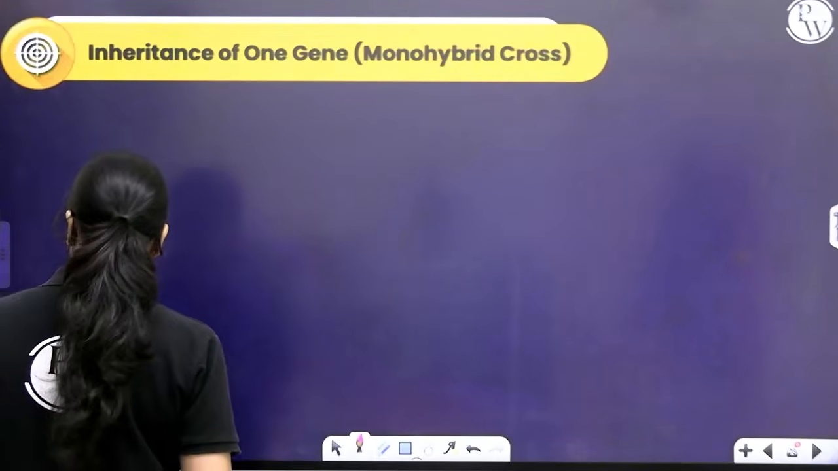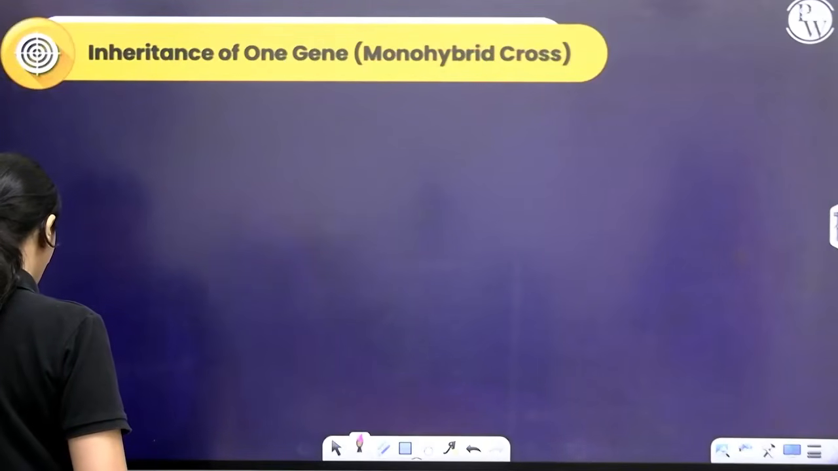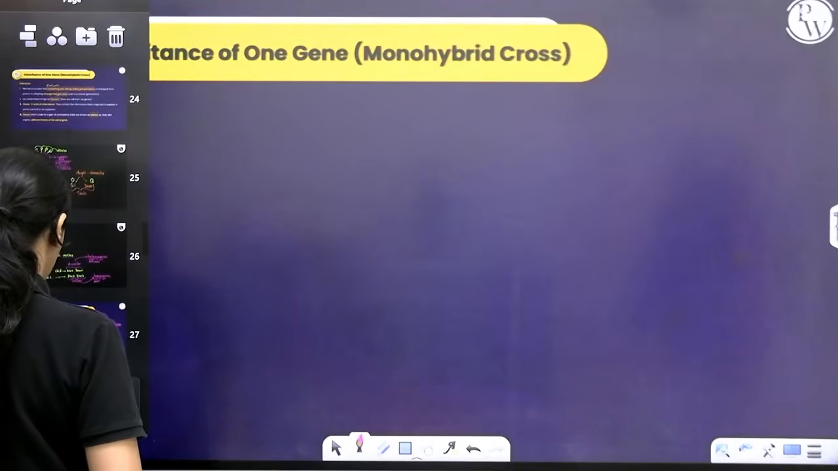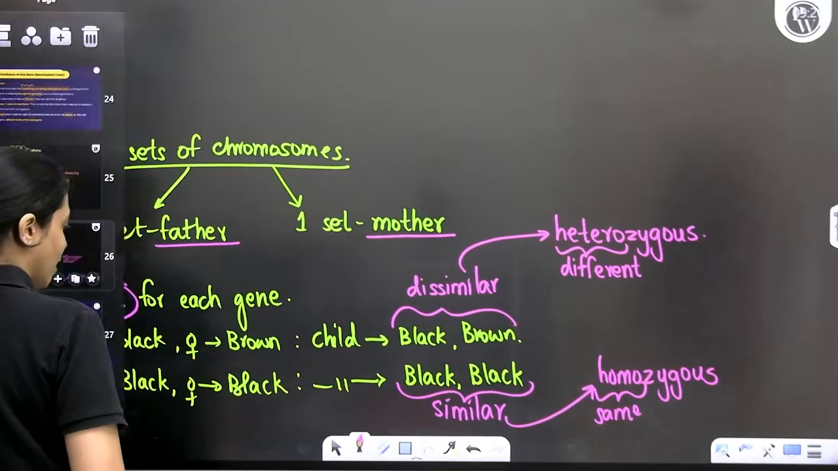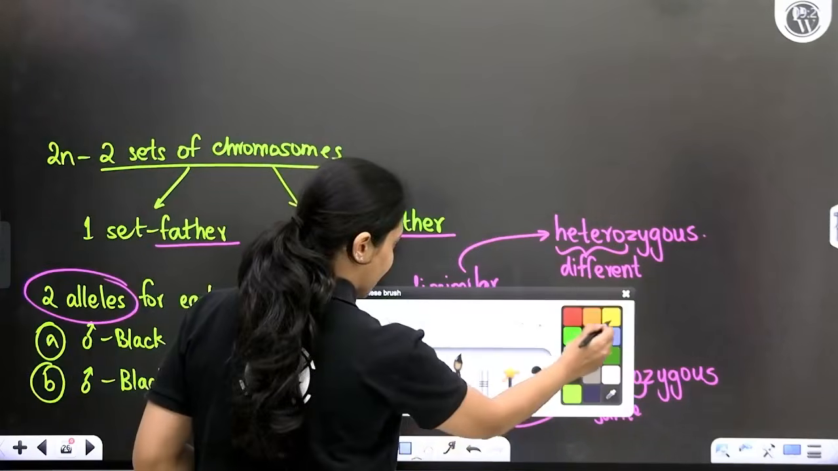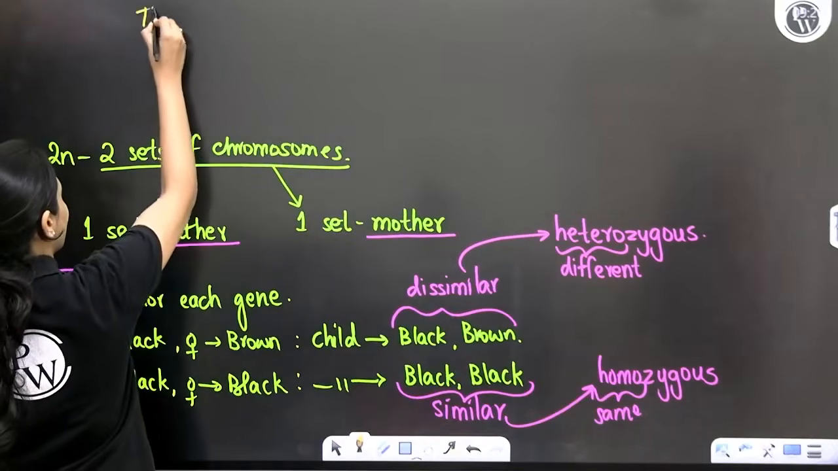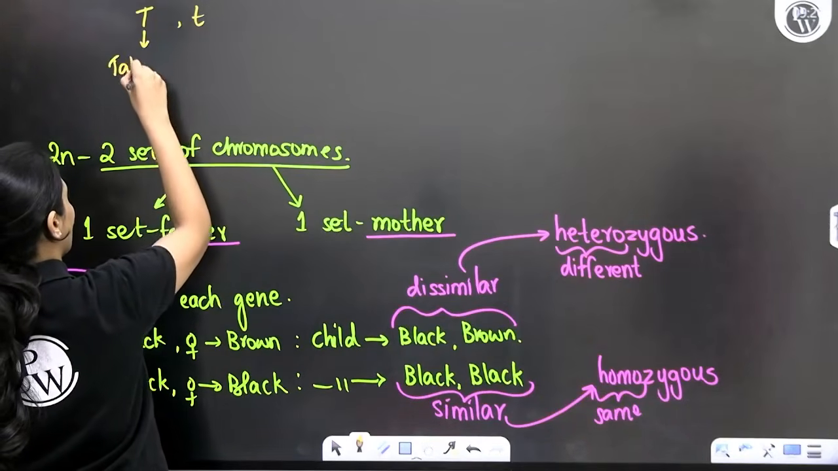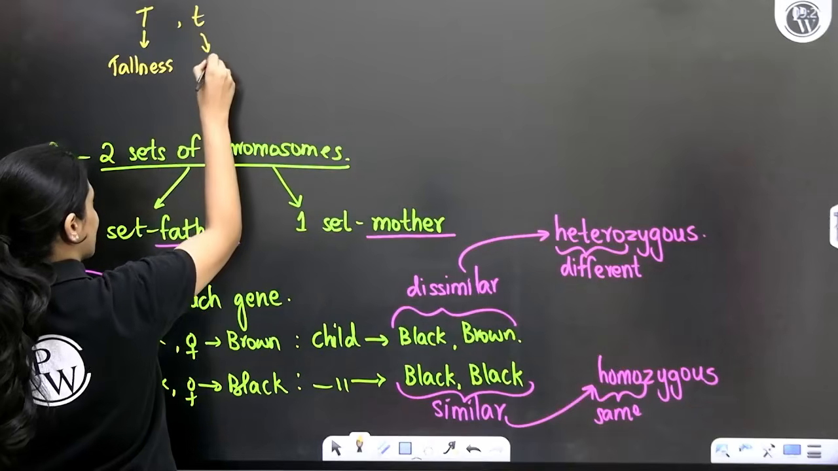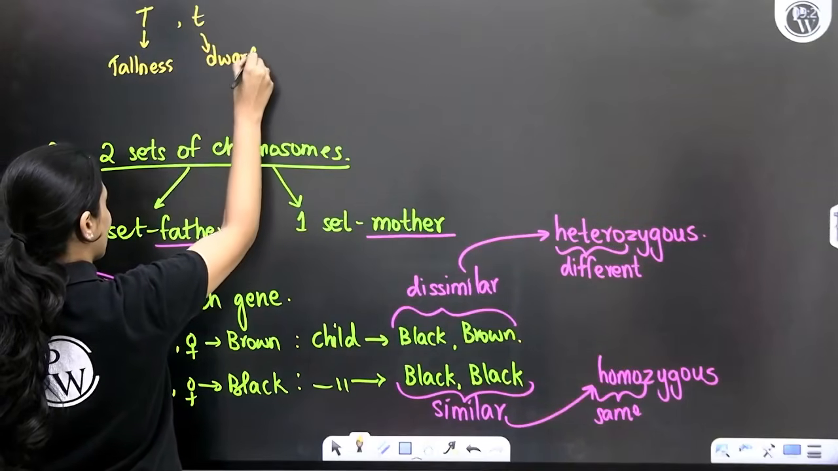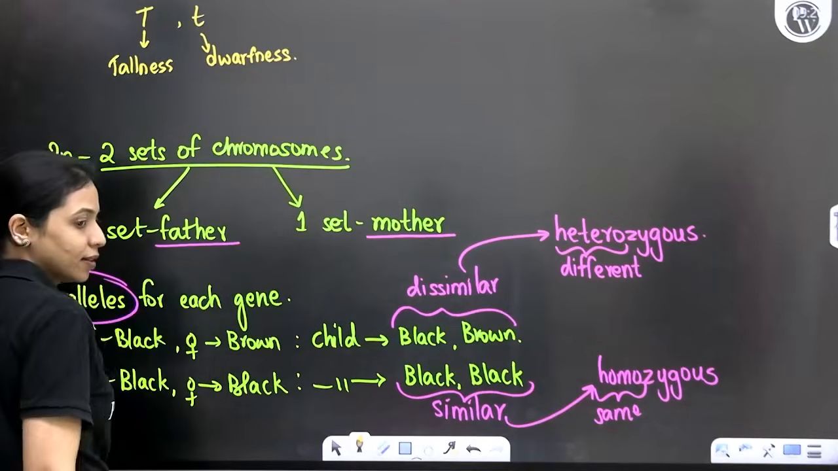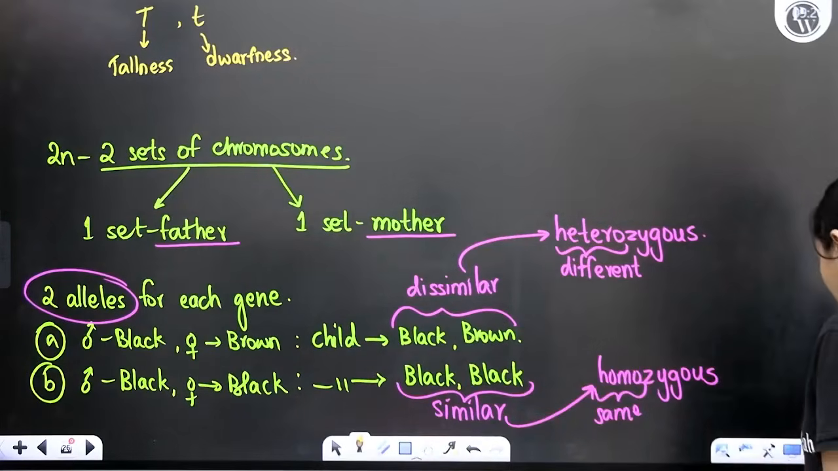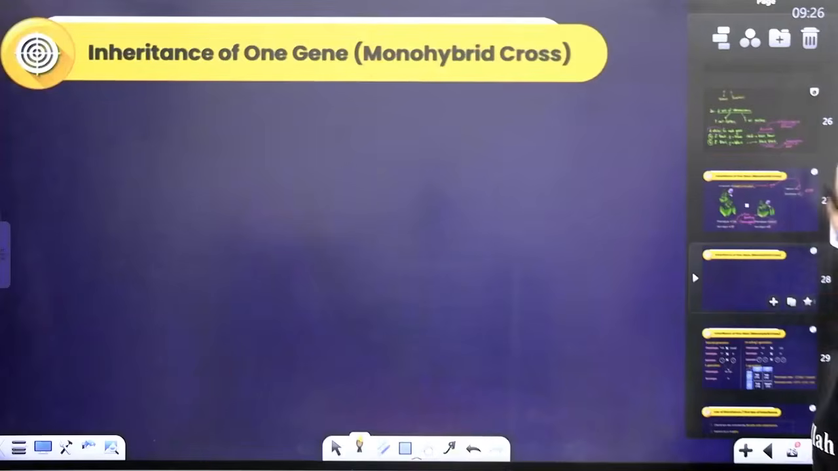Another thing that I want to tell you is, let's say there is capital T and there is lowercase t. These are the two alleles. T is responsible for tallness and lowercase t is responsible for dwarfness. Right? Now, maybe when we do this, you'll understand. Okay, let's go ahead and do this and then I'll come back to this.